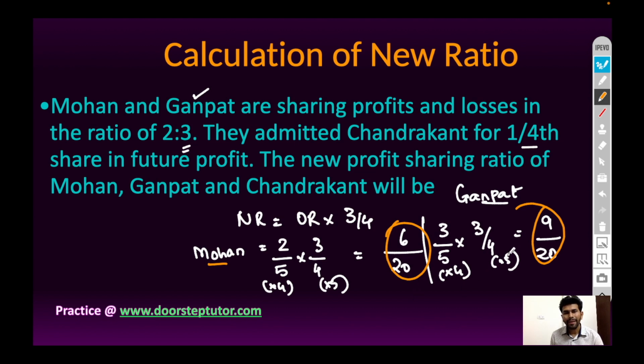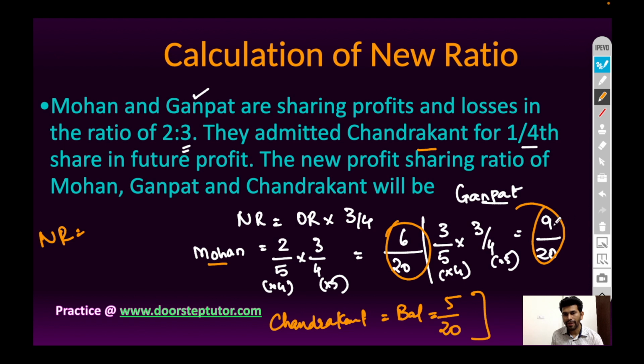And now the remaining share belongs to Chandrakant. Chandrakant's share will be the balancing figure, that is 20 minus 6 and 9. So we will get 5 by 20. So the new ratio will be 6 is to 9 is to 5. For Mohan, Ganpat and Chandrakant, the new share will be 6 is to 9 is to 5.